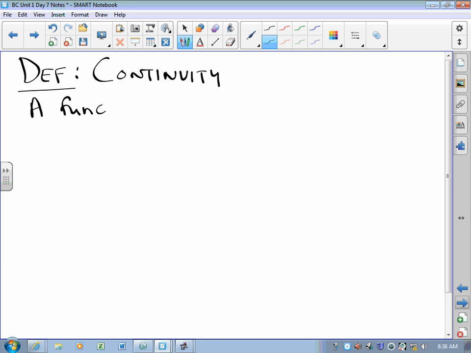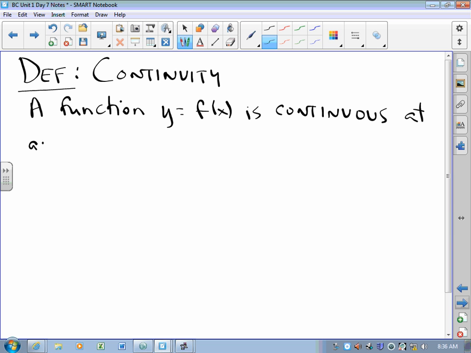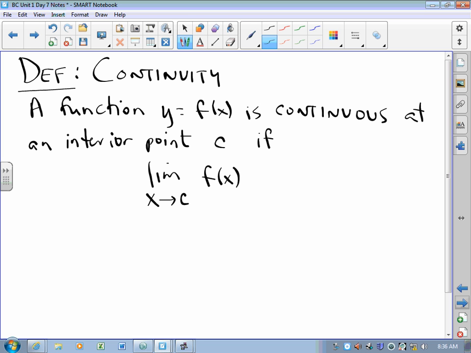A function, y equals f of x, is continuous at an interior point of its domain. We're going to call that point C. C is the x value of an interior point of the domain. Not talking about the endpoints of a domain, just the interior points. If the limit as x approaches C of f of x is f of C.